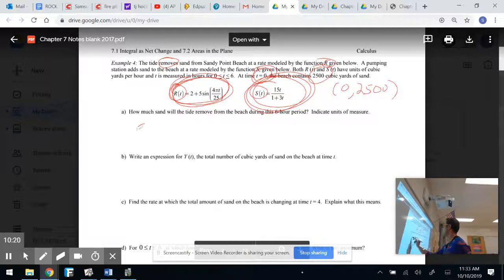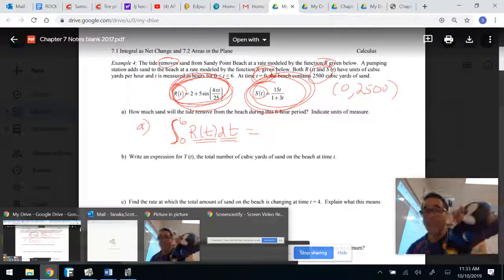A: How much sand will the tide remove from the beach during the first 6-hour period? Well, that's just from 0 to 6, and we're removing, so we're going to use the integral of R of t dt. I have a rate, and I'm going to multiply it by the change in hours, and that gives me the total amount of sand removed. Just put it into your calculator. Make sure you're in radian mode.